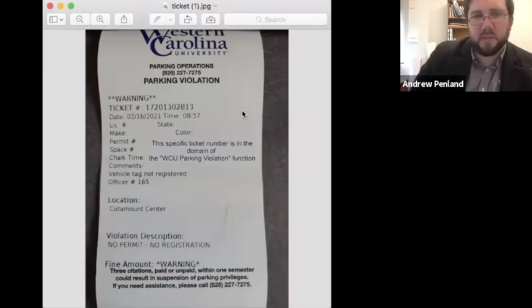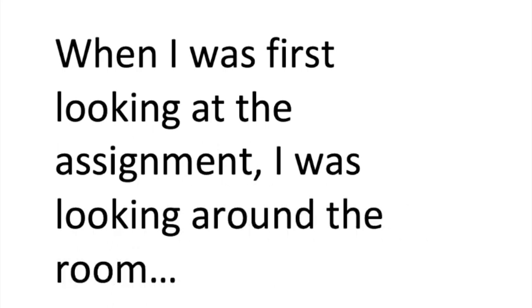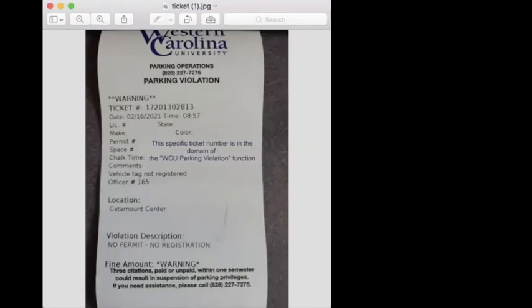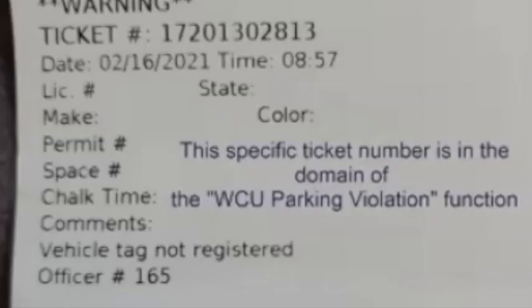This was your submission to the text on image assignment, and will you just tell us kind of what you were thinking when you submitted this? When I was first looking at the assignment, I was just looking around the room, trying to think of an object that would work for this assignment that I could use. And I saw this and I saw numbers on it, and I was like, there's got to be some way that I can make this work.